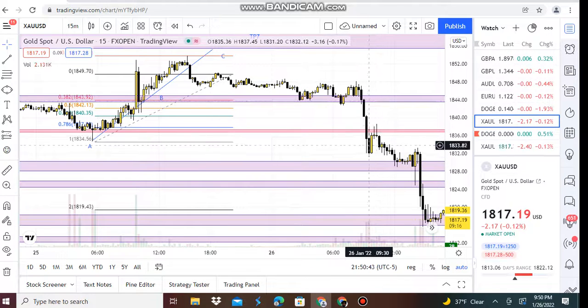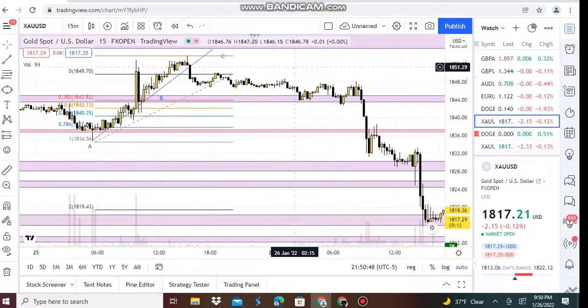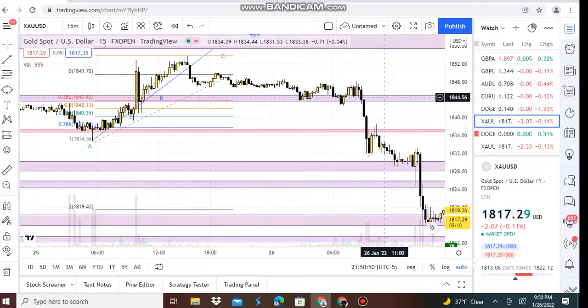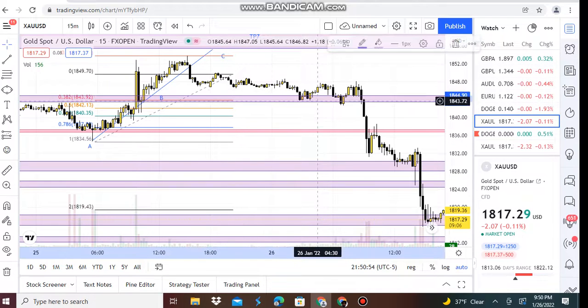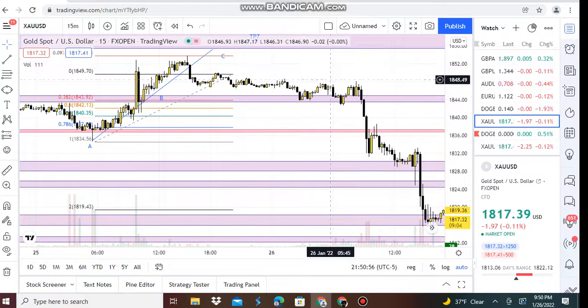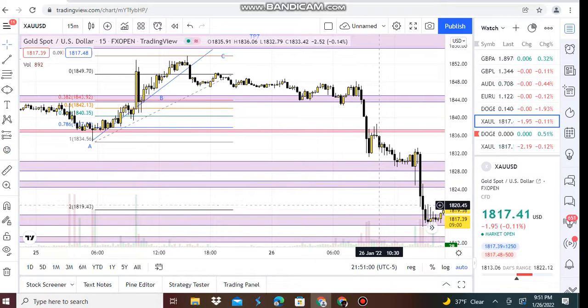So it broke past B. Once price breaks past C, it's going to B. Once price breaks past B, it's going to A, as far as our trend line. So it's understanding that once price goes to C, it's going to go to B. Once price goes to B, it's going to go to A. If it goes past A, boom, we're in a complete downtrend.